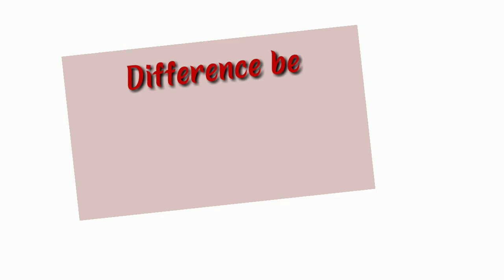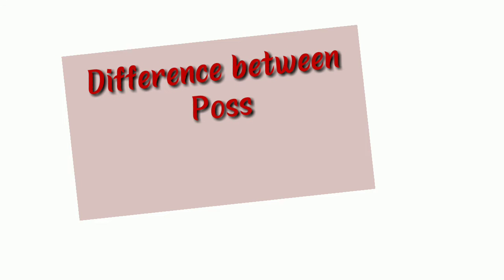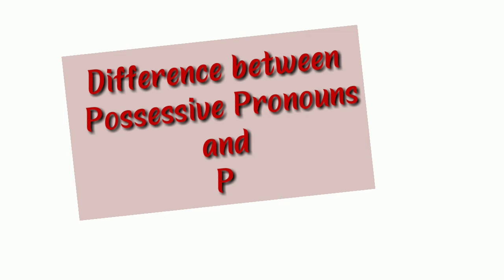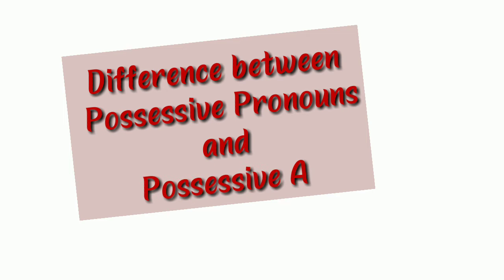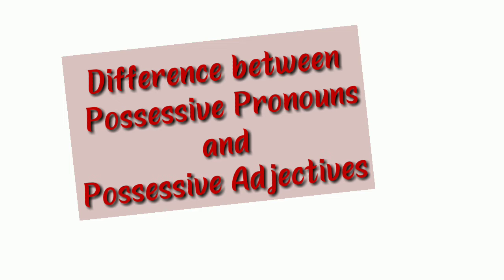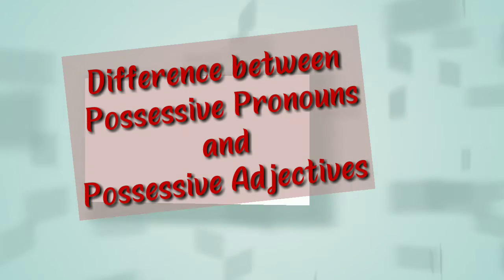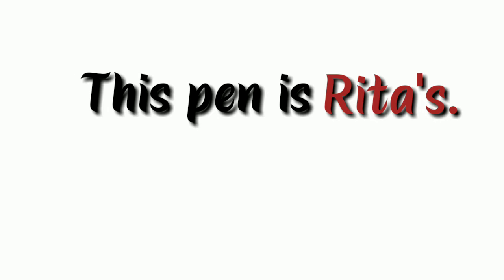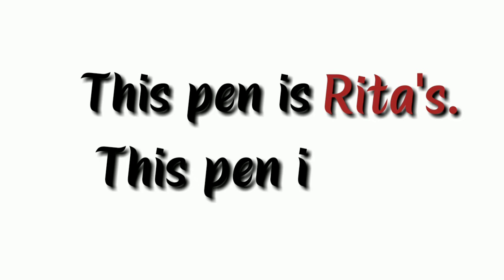Now we always get confused between possessive pronouns and possessive adjectives. Is there any difference? Yes, there are some differences between possessive pronouns and possessive adjectives. Let us see. A possessive pronoun is always used in place of a noun. Like this pen is Rita's.